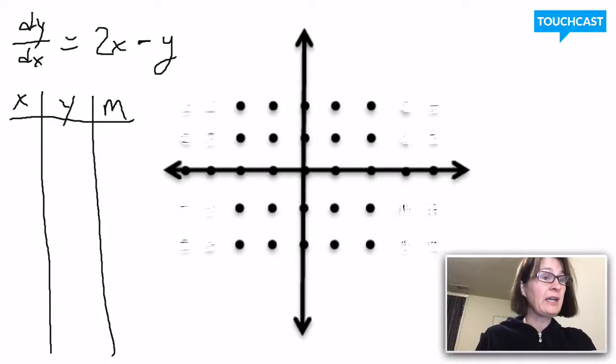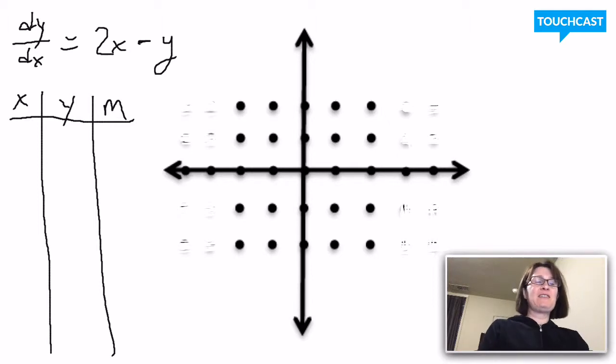All right, so we're going to draw a slope field diagram for the differential equation dy/dx = 2x - y. Notice that in my picture, I've removed some of the dots that are in the diagram that I left for you on your page. Feel free to use this smaller number of dots.